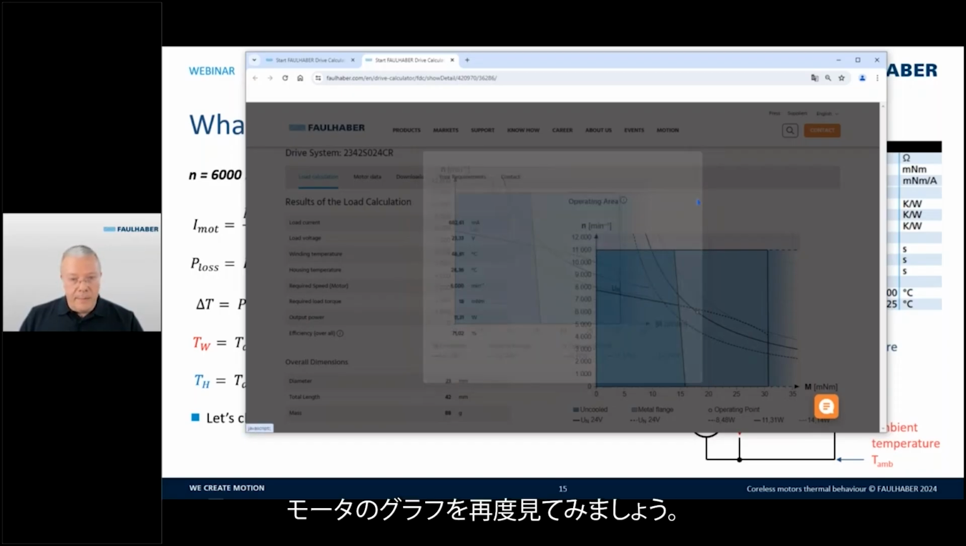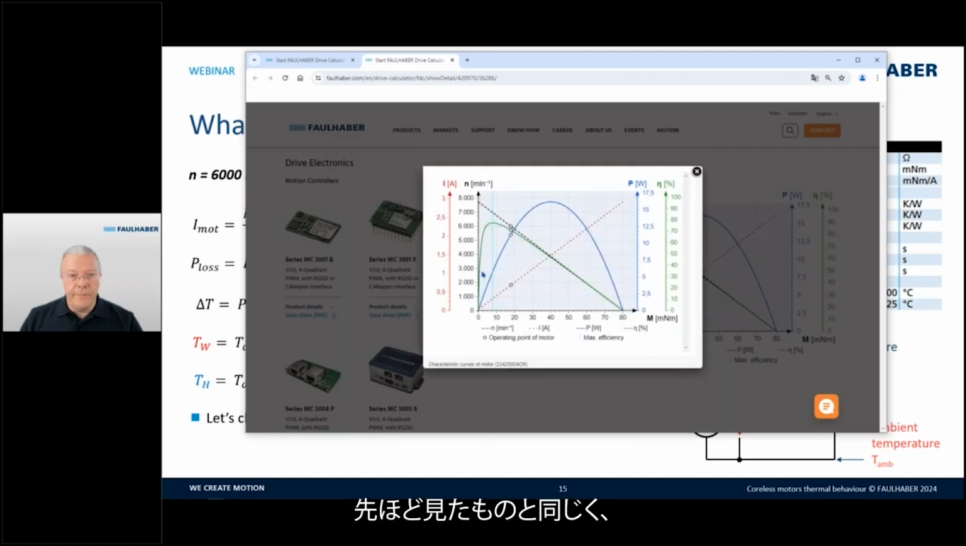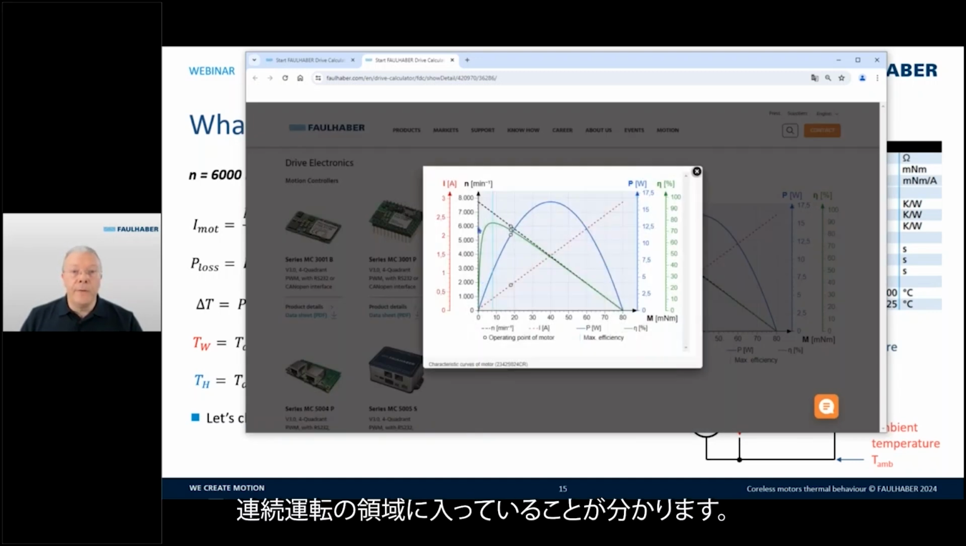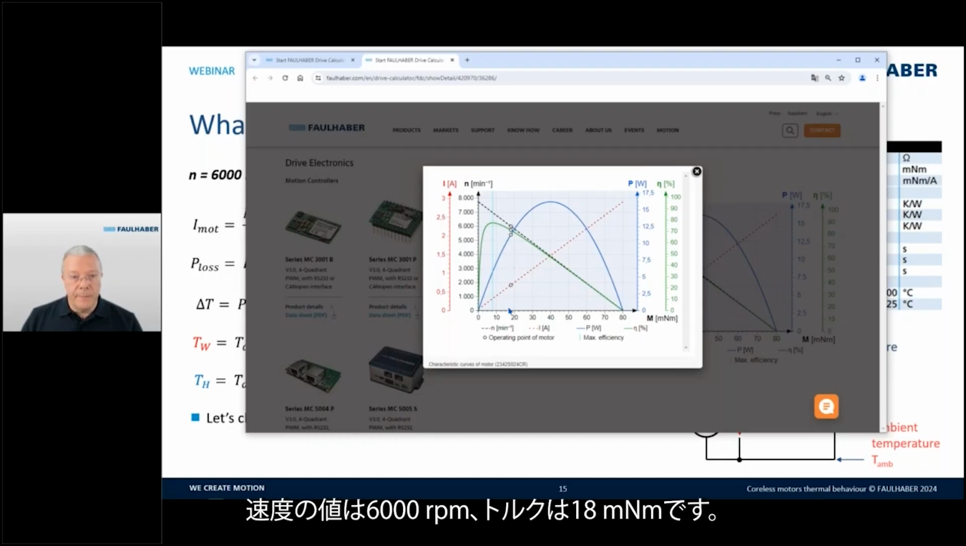Again, let's have a look at the motor graph. You can see, like we have seen before, we are in the region of continuous operation. We're in the region where the efficiency reaches the maximum value. In this case, you see also the value of speed, 6,000 RPM, and 18 milliNewton meter of torque.